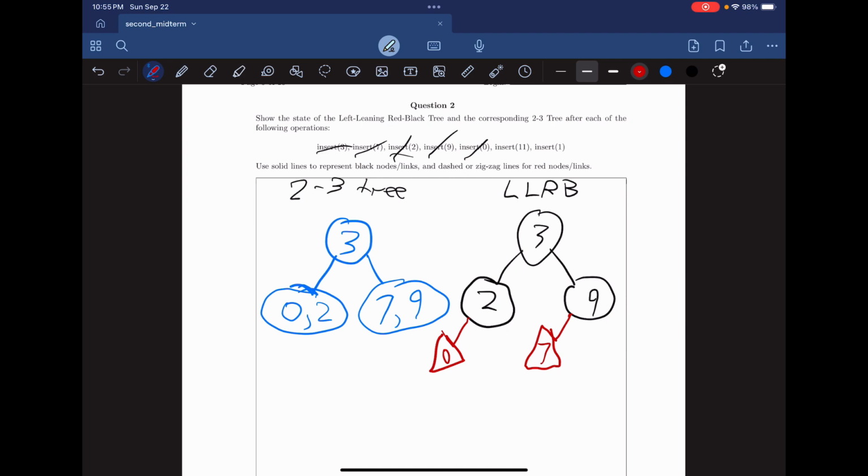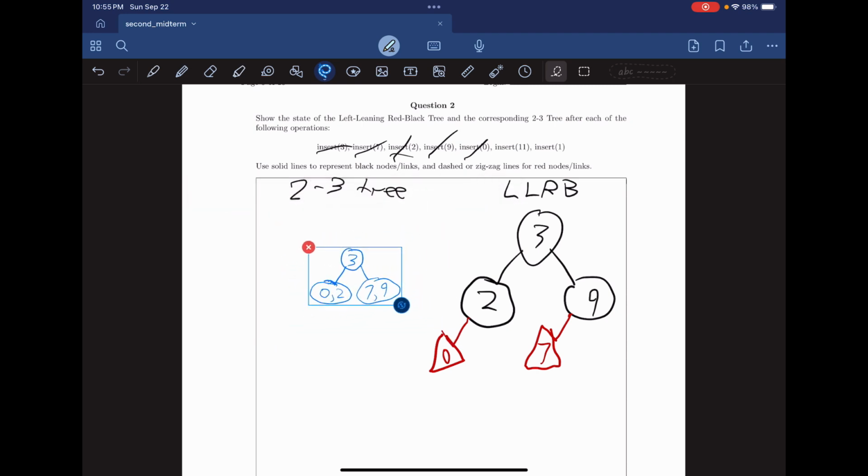Next, we're going to insert 11, and I want to real quick resize these because they are starting to overtake each other's area. Let's hope I can write that small.